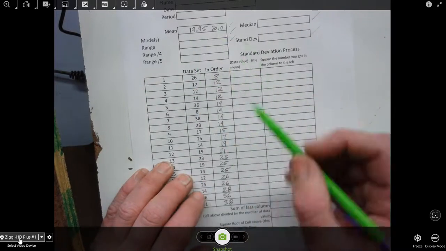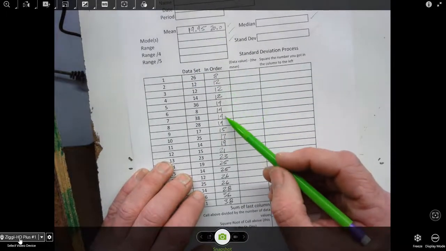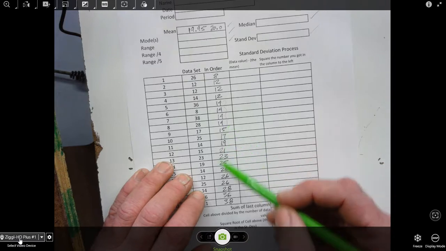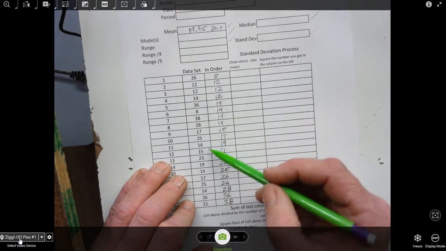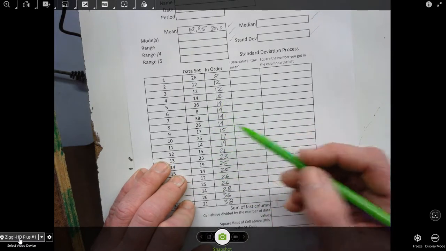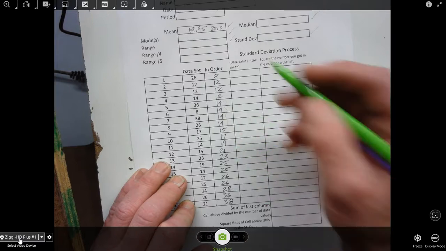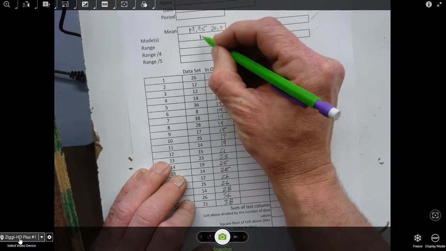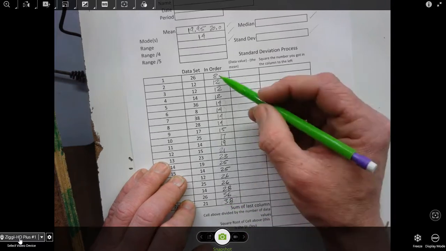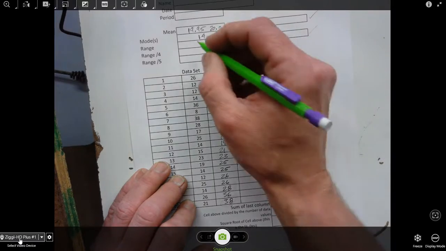Next, the mode. Let's look and see. It looks like the 14 shows up the most: 1, 2, 3, 4 times. I don't see another number that does that. So in this case, there's only one mode, and it's 14. The range is going to be the biggest number, 38, minus the smallest number, 8, and that's going to be 30.